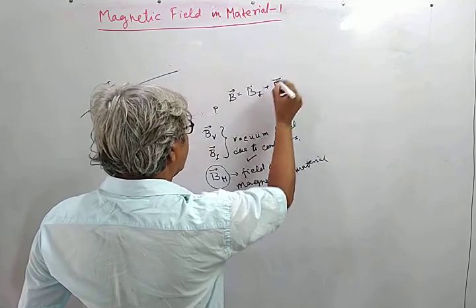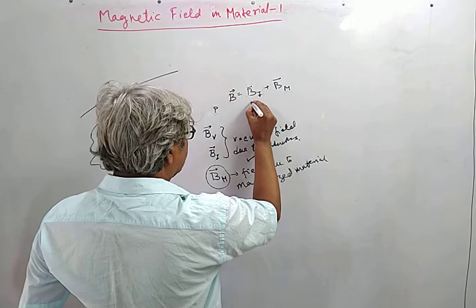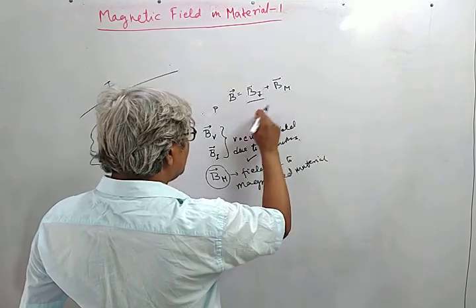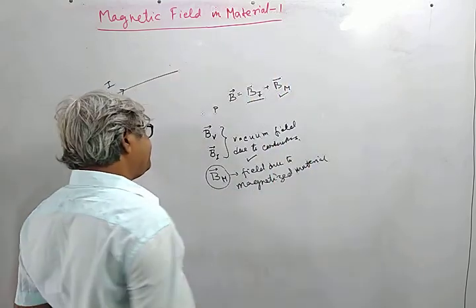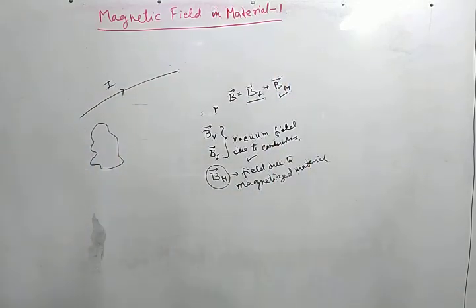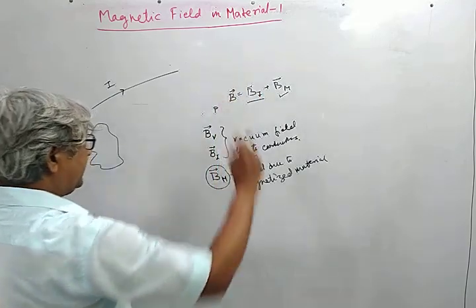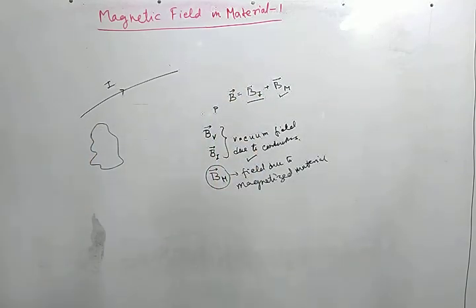As we are already aware of the techniques for calculating Bi, we are only concerned with Bm, the additional field due to the magnetized material. And if you want to find out the total field, one has to add up the field due to the conduction currents. So this is our objective.